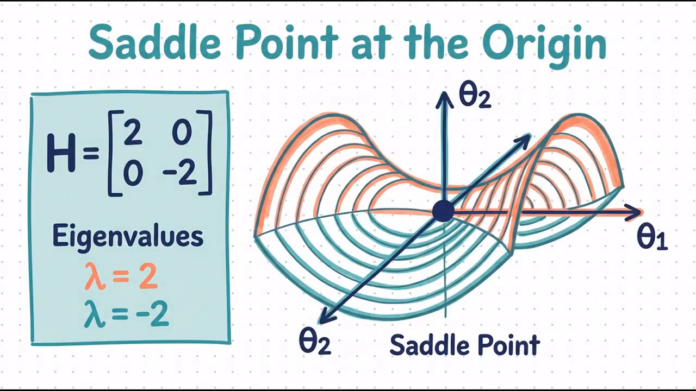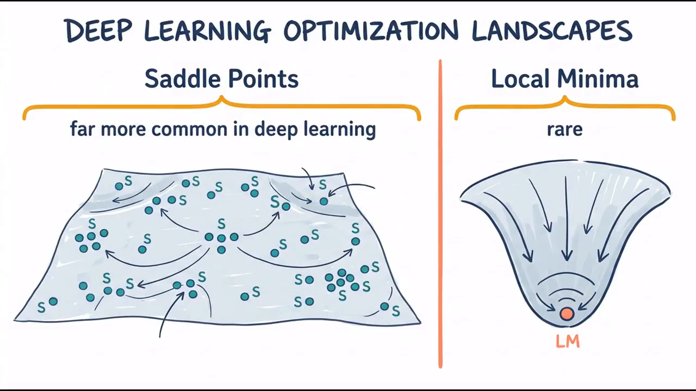At flat spots where the gradient is 0, we examine the eigenvalues of this Hessian. For L of theta sub 1, theta sub 2 equals theta sub 1 squared minus theta sub 2 squared, the Hessian at the origin is a 2 by 2 matrix with first row 2, 0 and second row 0, negative 2. This matrix has eigenvalues of 2 and negative 2. Because one eigenvalue is positive and the other is negative, the landscape curves up in one direction and down in another, creating a saddle point. In deep learning, these saddle points are far more common than local minima, creating flat plateaus where learning stalls.